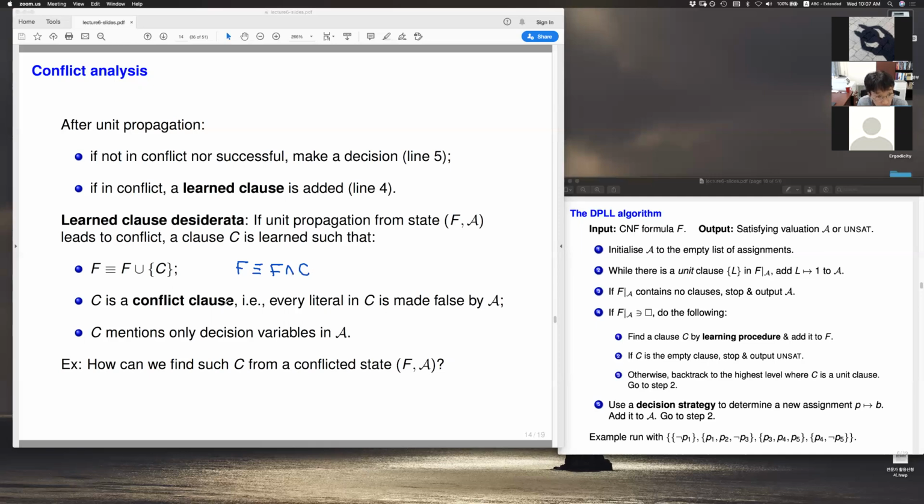The second property, which I didn't explain before, is that it has to be a so-called conflict clause, which means that every literal in C should be false under the current assignment A. So if the current assignment A maps P1 to 0, P2 to 0, and P3 to 0, then C with P1 or P3 is okay. This satisfies the second requirement because every literal that appears in C has the value false under A. But C with P1 or the negation of P3 is not okay, because this clause is satisfied, it's true under A.